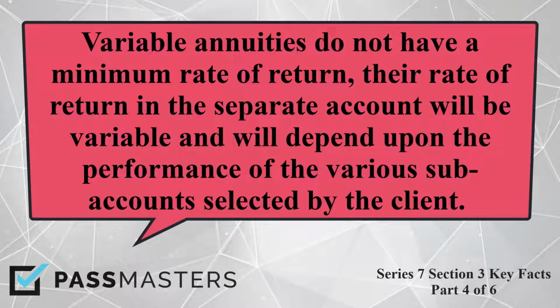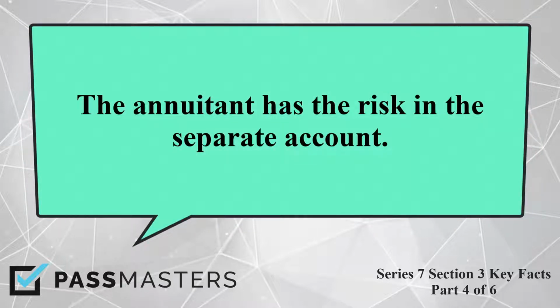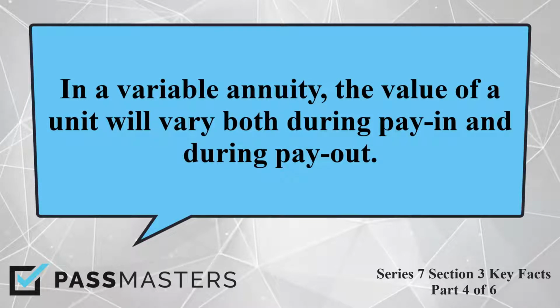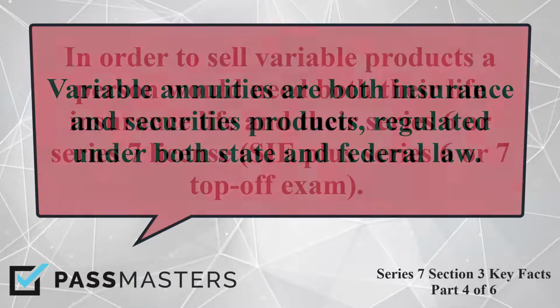Variable annuities do not have a minimum rate of return. Their rate of return in the separate account will be variable and will depend upon the performance of the various sub-accounts selected by the client. The annuitant has the risk in the separate account. In a variable annuity, the value of a unit will vary both during pay-in and during pay-out. Variable annuities are both insurance and securities products regulated under both state and federal law.